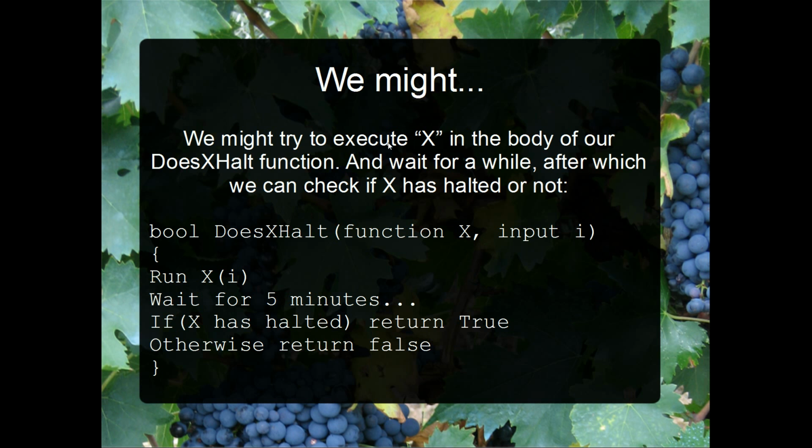To determine if a function x has gone into an infinite loop, what you can do is just run x and wait for a while. Simple as that really. So my does x halt function might look something like this. It runs x, it waits for 5 minutes, and if x has halted and returned a value, then our does x halt function returns true, stating that x obviously isn't in an infinite loop since it finished its calculation. Otherwise, after 5 minutes, if x is still chugging through something, it's probably in an infinite loop. So does x halt returns false.